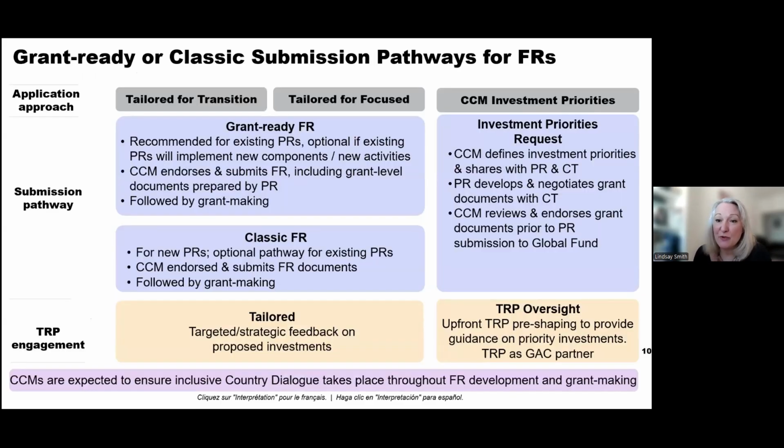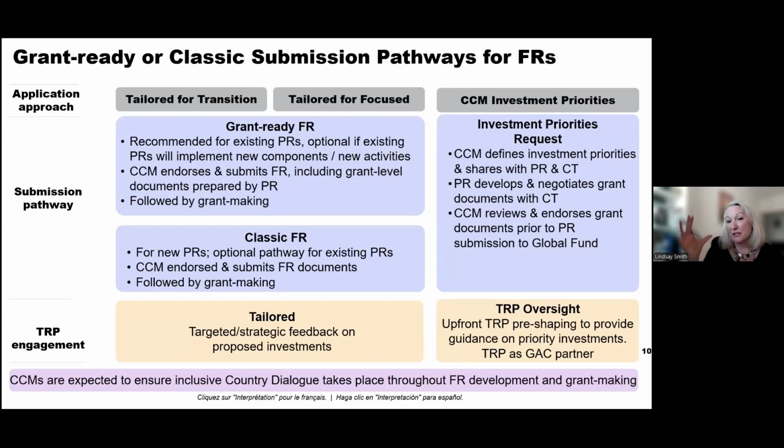For the applicants that have been requested to develop the Tailored for Transition or Tailored for Focused funding request, they will have a choice of 2 different submission pathways. Those funding requests fundamentally have the same requirements, except for the performance framework and the budget. If a CCM has an ongoing principal recipient that they plan to nominate for Grant Cycle 8, and they would like that principal recipient to develop the grant level performance framework and budget, they can choose the grant ready funding request pathway.